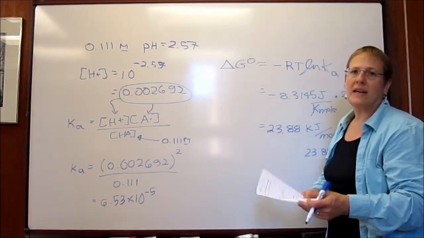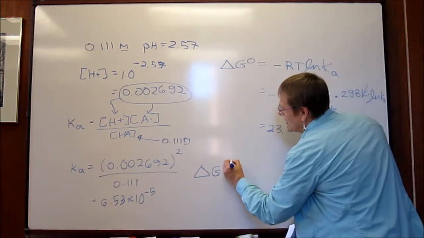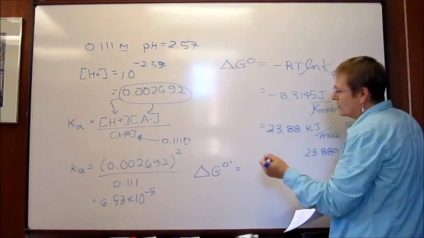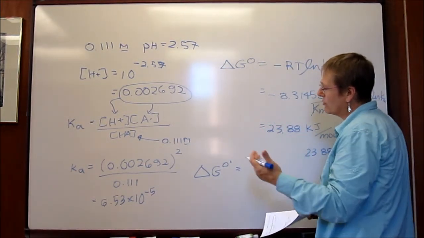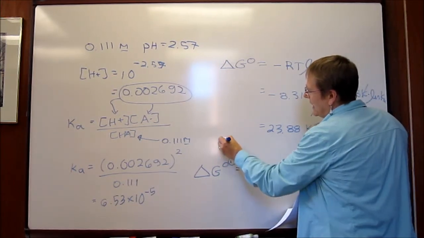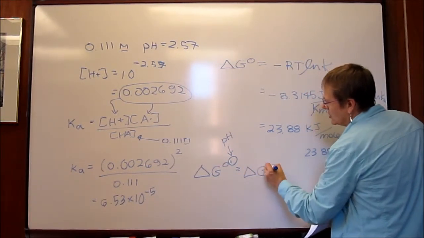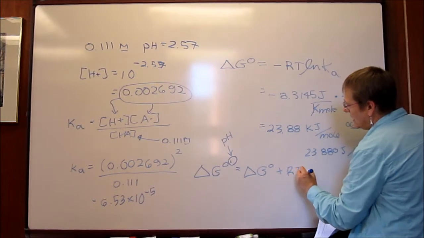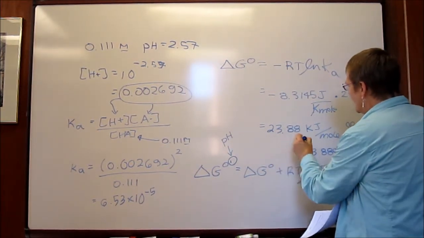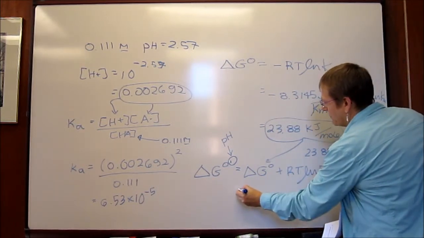But now we have to go on and calculate delta G naught prime, which is simply a version of the equation that we had for delta G, which is equal to delta G naught plus RT ln products over reactants. But in this case, all we're looking at in the prime is pH. All we're looking at is the hydrogen ion concentration. So this becomes delta G naught plus RT ln H plus. So I can substitute this value in for delta G naught.